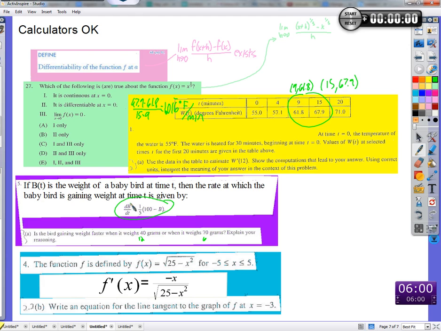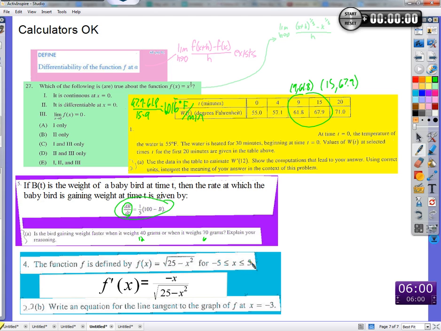So this is a derivative, right? What does that d represent? Difference in weight. We could think of it as difference in the weight over the difference in time. Yeah. That little d really is d for delta. Delta for change.